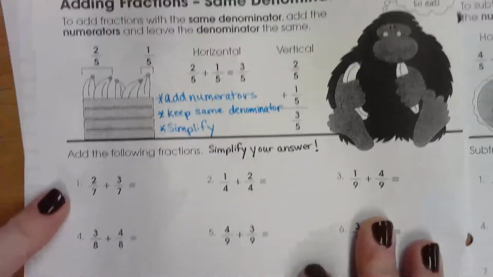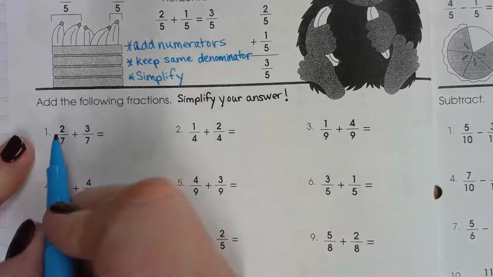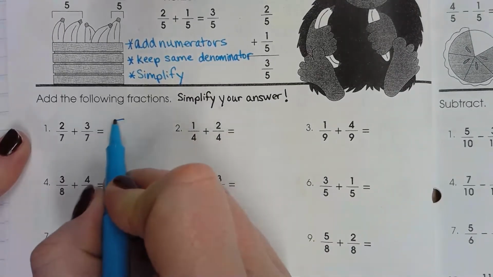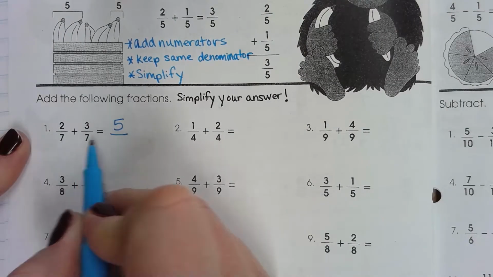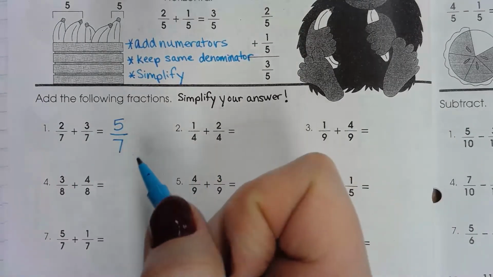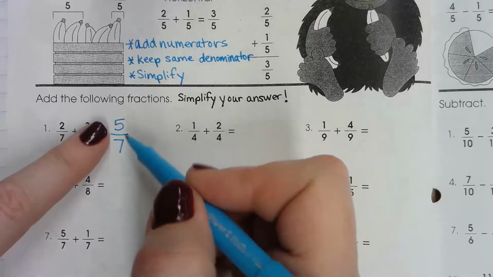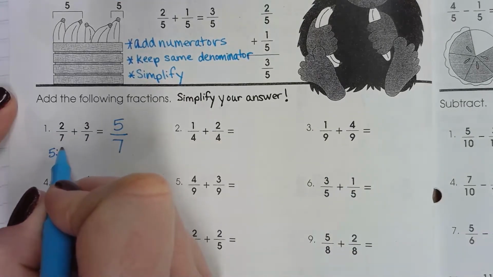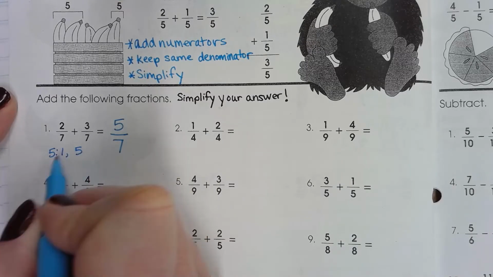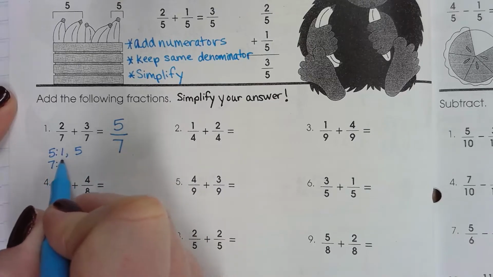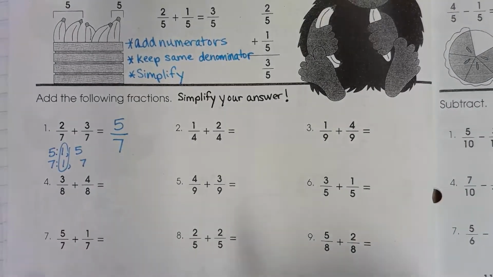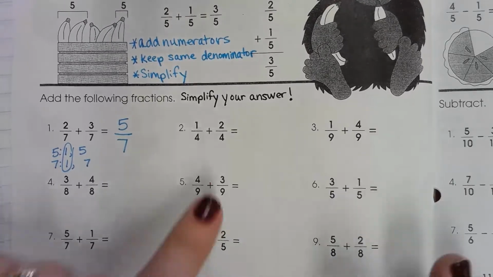Okay? So for number 1, we have 2/7 plus 5/7. 2 plus 5 is 7. No wait, 2 plus 3 is 5. I keep my denominator as 7. Then I have to simplify. Do a 5 and a 7 have any factors in common other than 1? Well, my factors of 5 are 1 and 5. My factors of 7 are 1 times 7. The only thing they have in common is a 1, so it's already simplified. Okay, I don't need to do anything else with it.